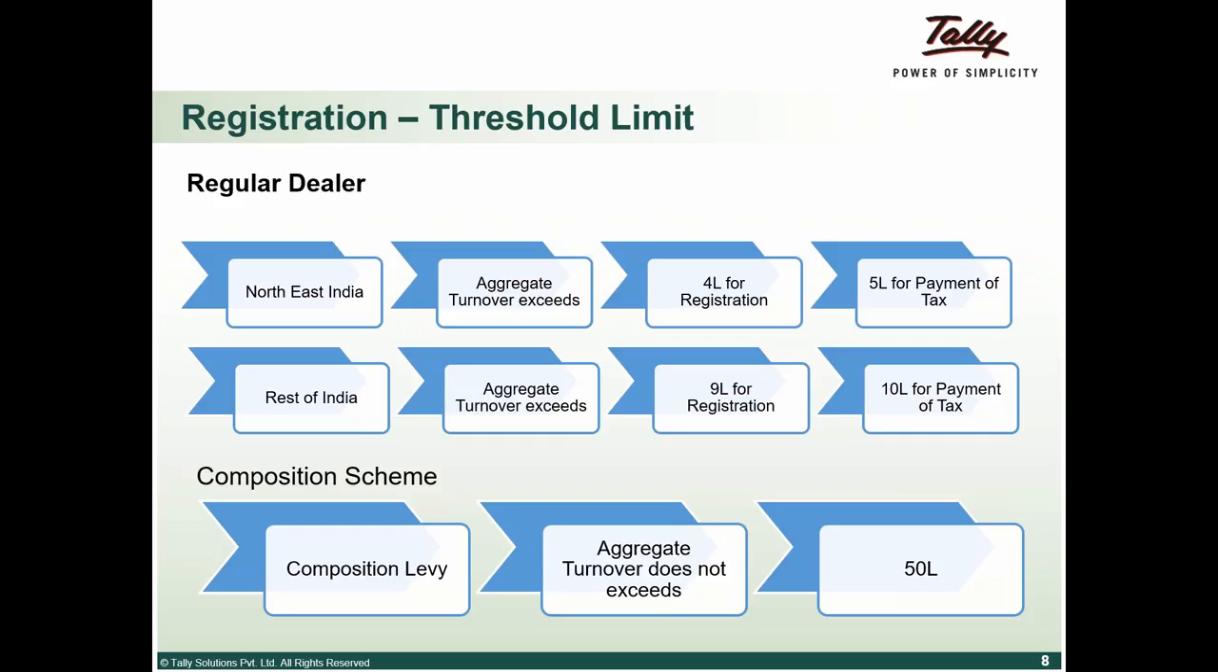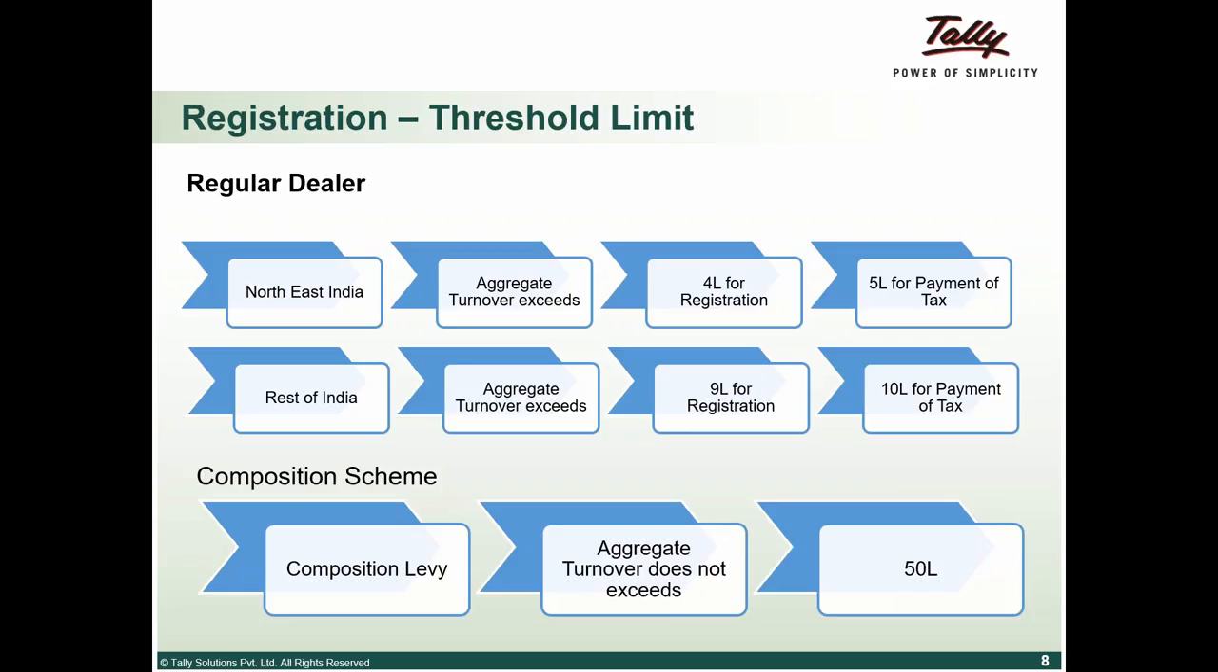Now he's got an option, right? If his aggregate turnover is definitely exceeding 20 lakhs, he has to register. But if it is not exceeding 50 lakhs, then the dealer has the option to register himself under the composition scheme. The composition scheme is going to be a lighter compliance, where you don't have to get into too much detailed submission of information. You will definitely have a form.